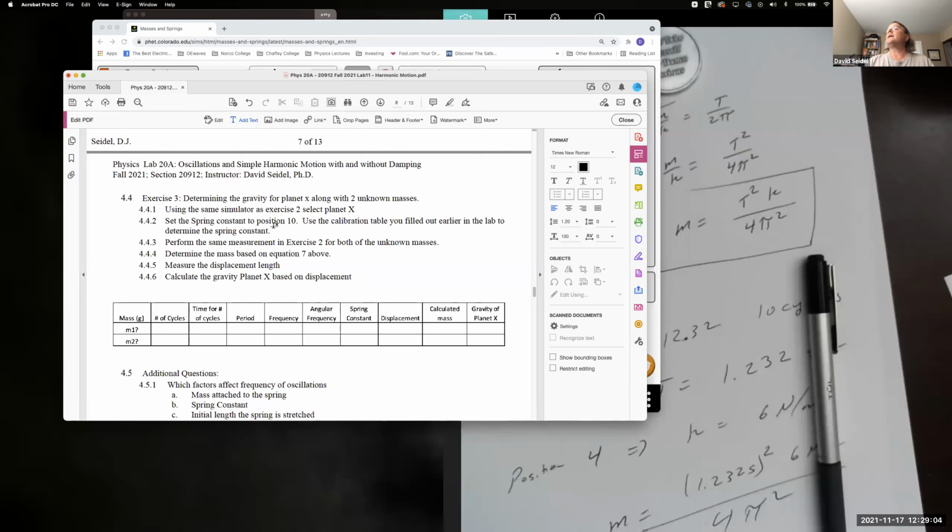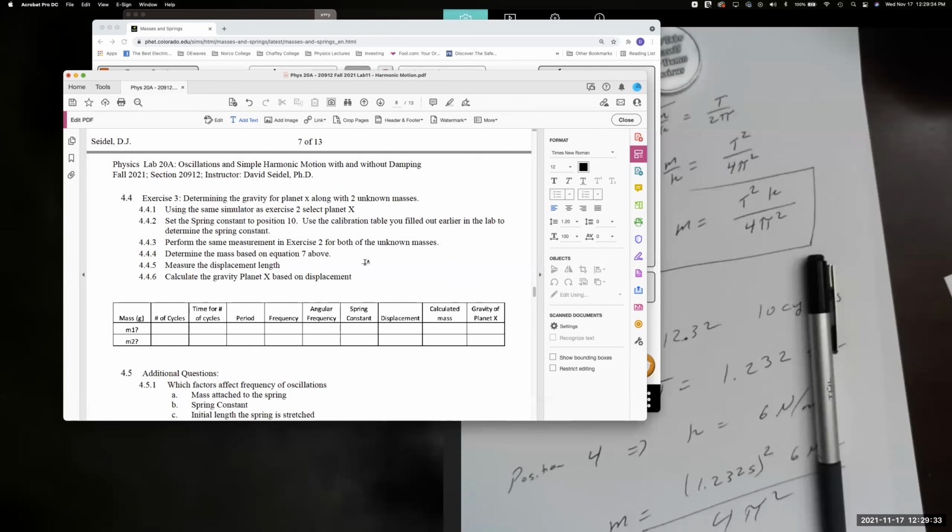I tell you to set it to position 10 because they're heavy masses, and use the calibration table earlier, so it would be 12. You want to use something different, that's okay by me. But your calculated mass, prove this to yourself, doesn't matter which spring constant you use, the mass you calculate should be the same. Because if you use a different spring constant, you'll get a different period.